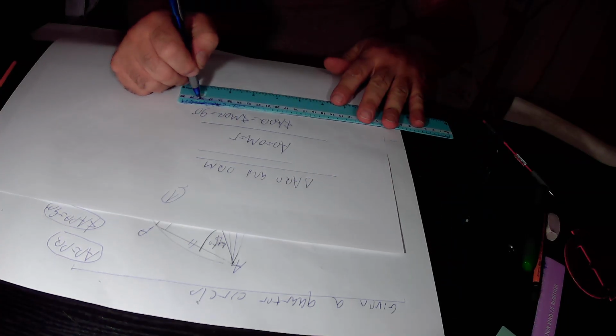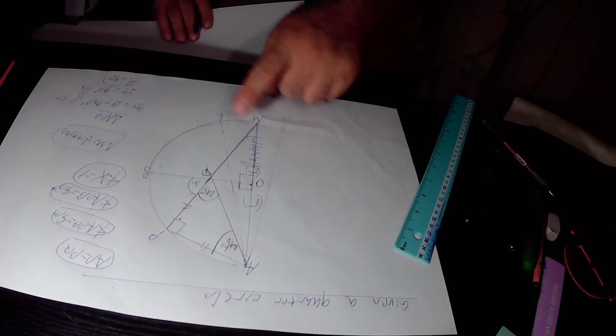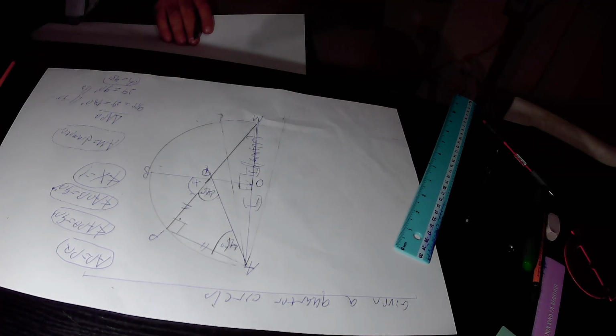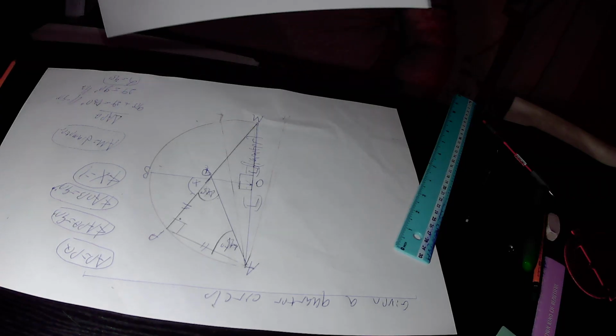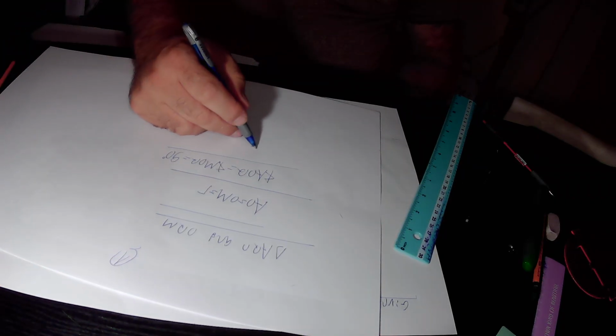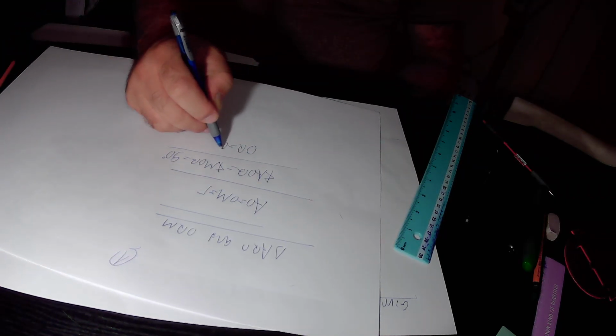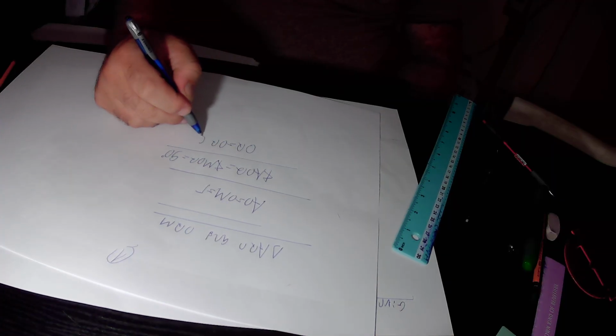And finally, OQ is a common side that belongs to both triangles, so OQ equals itself, a common side that belongs to both triangles.